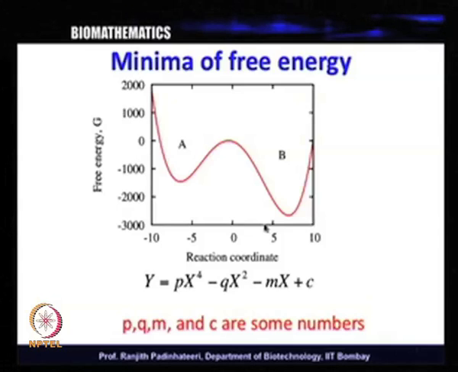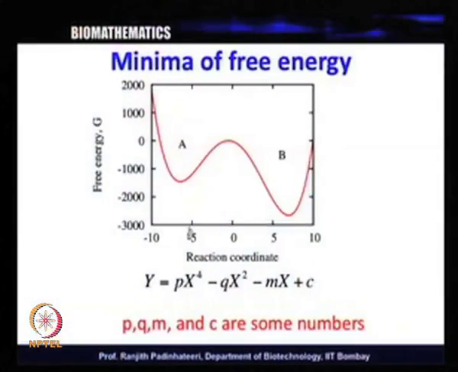To understand this free energy landscape, this idea of minima and maxima is important, and the derivative will help us in understanding this. Another thing you should note in this slide is that the equation for this particular curve is some constant times x power 4 minus some other constant times x square minus some other constant times x plus c. This is the equation which I plotted here with some values for p, q, m and c. We will discuss what these values are later, but given some values you will get such a curve.